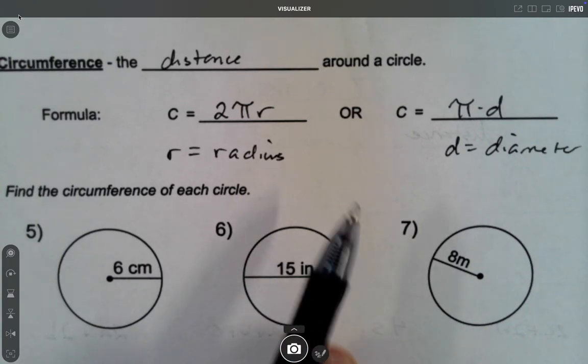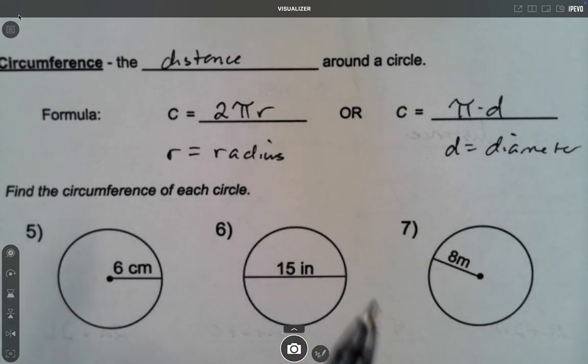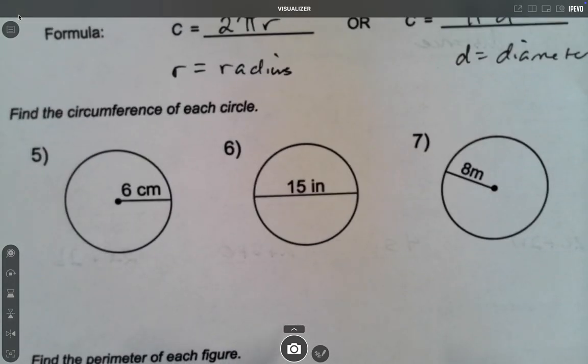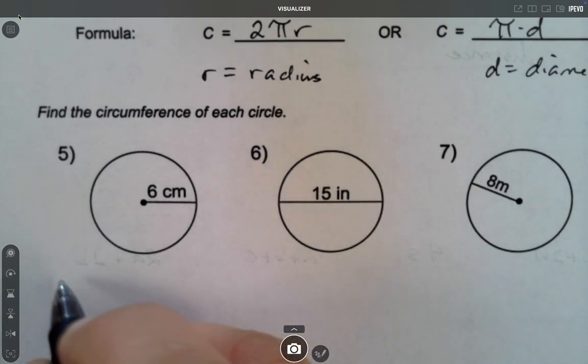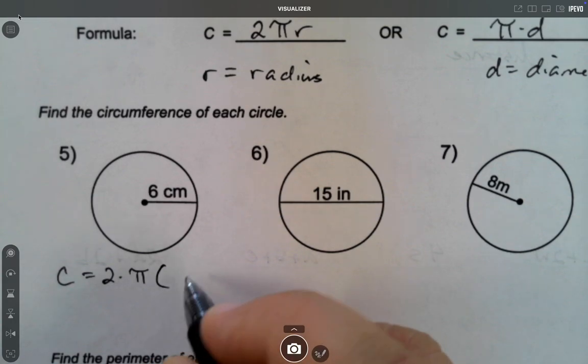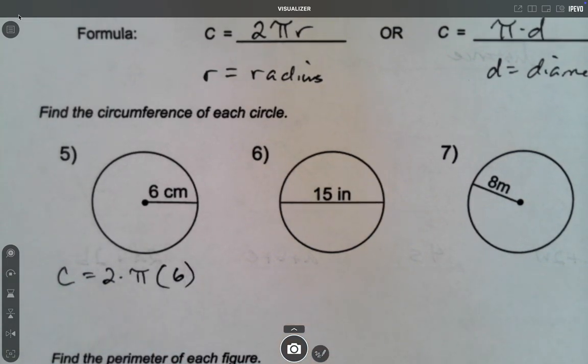Now I'd recommend you just choose which equation you want based on what they give you. So in number 5, because they gave us a radius, it makes most sense to me to just use the formula that has the radius. So the circumference is 2 times pi times 6, because 6 is the radius. So we can plug this in the calculator.